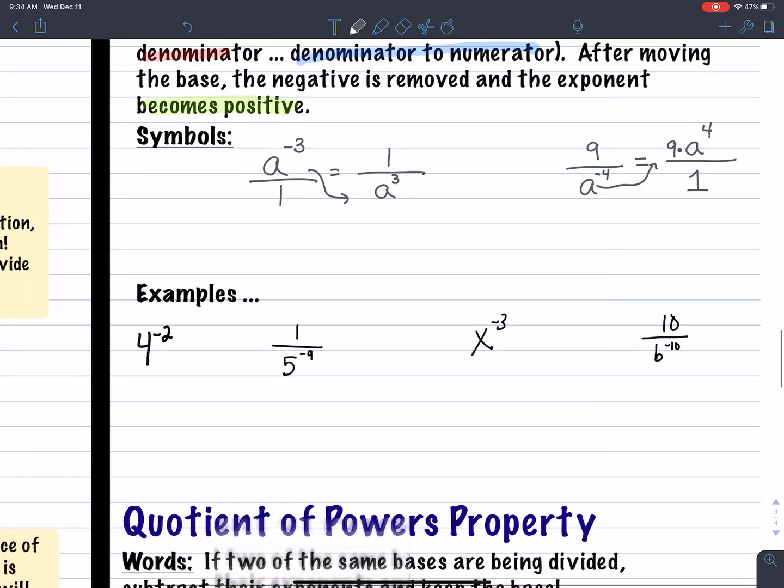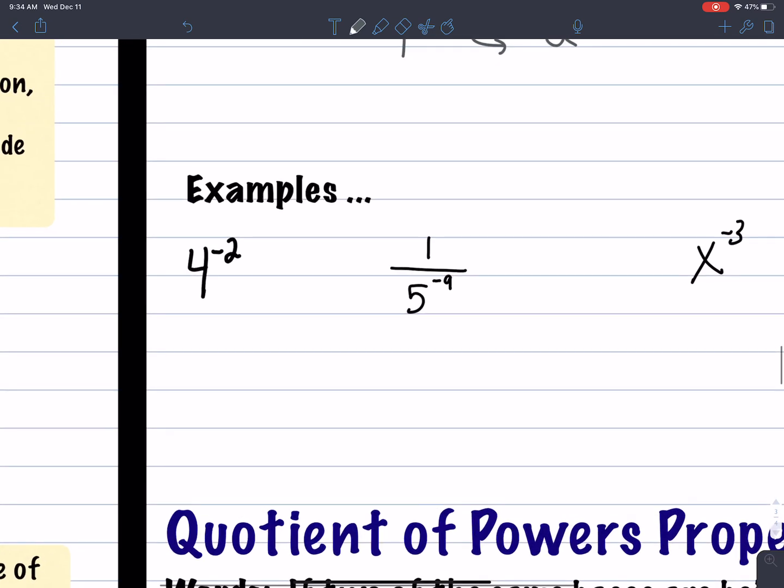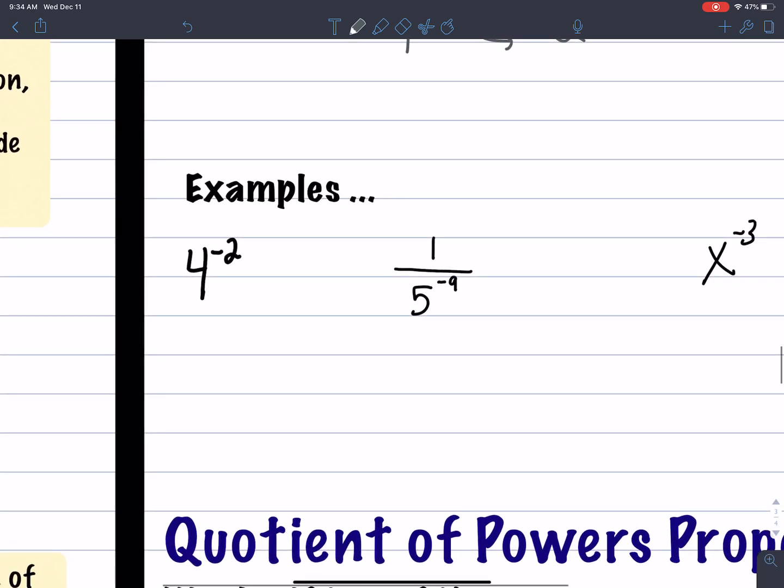So let's look at a few quick examples. And here I have this as a note here, but if I look at the number 4, it's not written as a fraction, so I can always divide it by 1 if you need to. So right now the 4 was in the numerator, so it should go to the denominator, and then we should change the negative to a positive, and if we move it on top, we replace it with a 1. And we'll start to simplify these now. Like 4 squared, that's just 16.